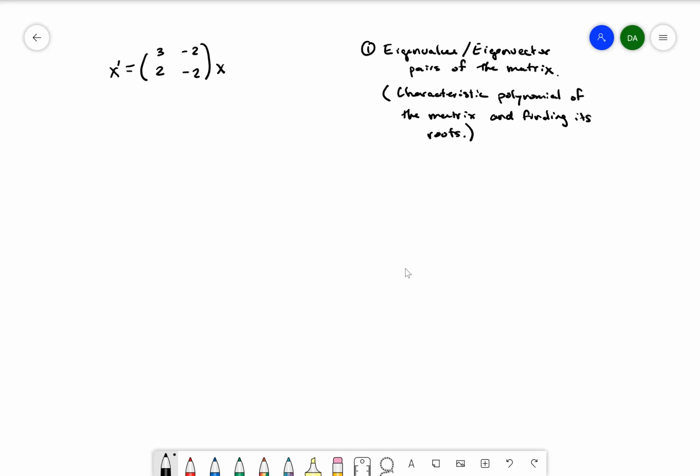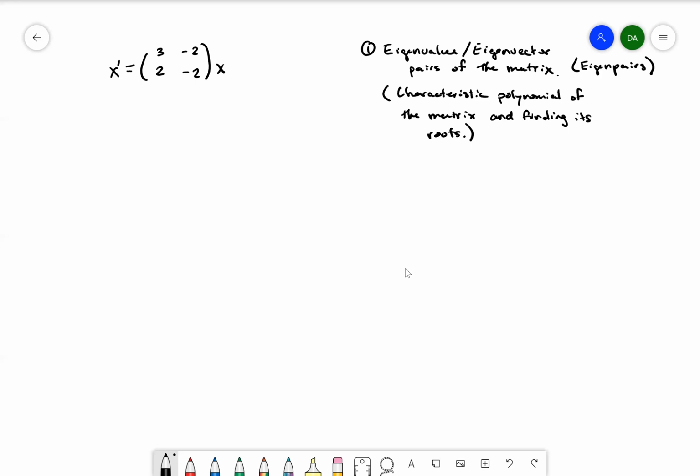Another name for this eigenvalue, eigenvector pair is eigenpairs. And these eigenvalue, eigenvector pairs will give us the components of our solution to this equation. So let's do that first. Let's find the eigenvalue, eigenvector pairs.